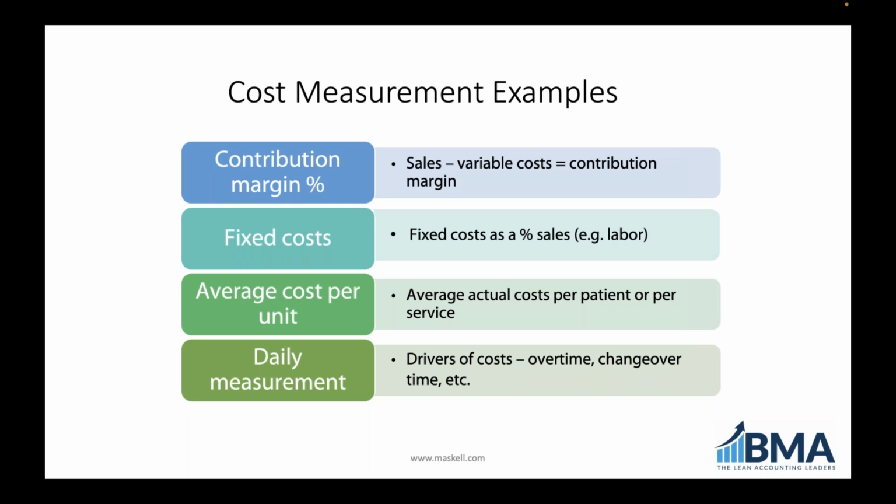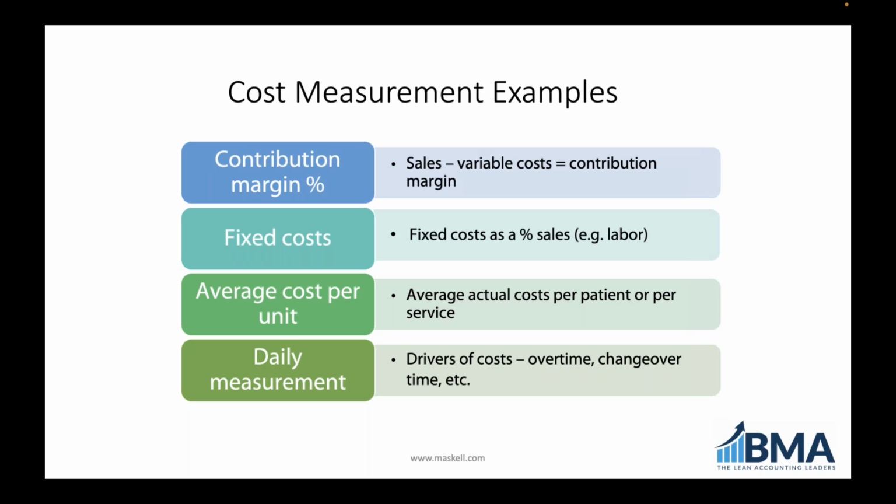Contribution margin is a very good measure to use. Sales less the variable costs. For fixed costs, use a percentage of sales, such as labor. Labor is a fixed cost, not a variable cost. You can use average cost per unit, like average actual cost per patient or per service.